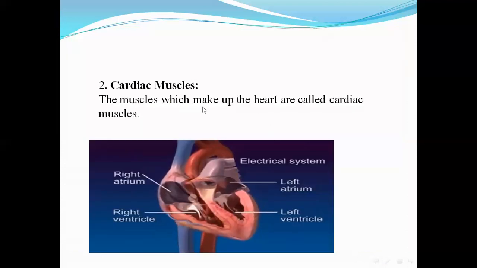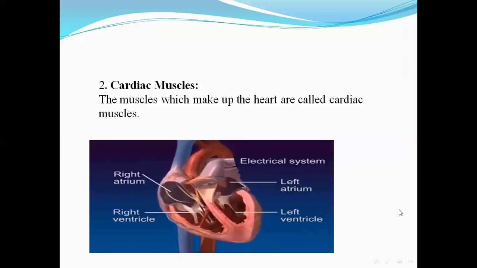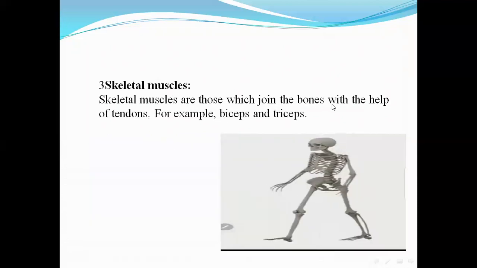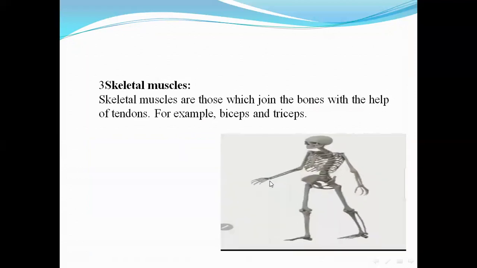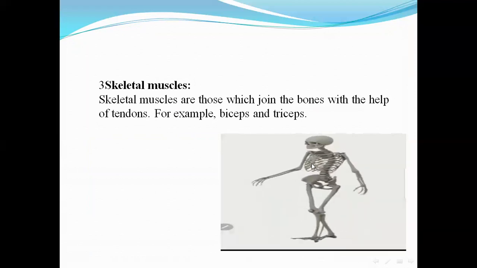Cardiac muscles, the muscles which make up the heart, are called cardiac muscles. See the movement of cardiac muscles. Skeletal muscles are those which join the bones with the help of tendons, like bicep and tricep.